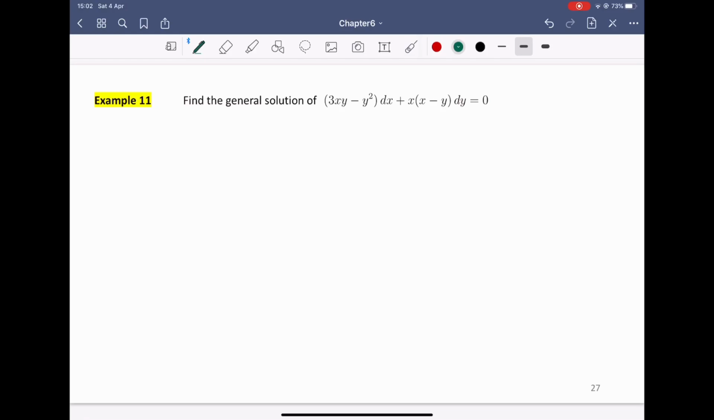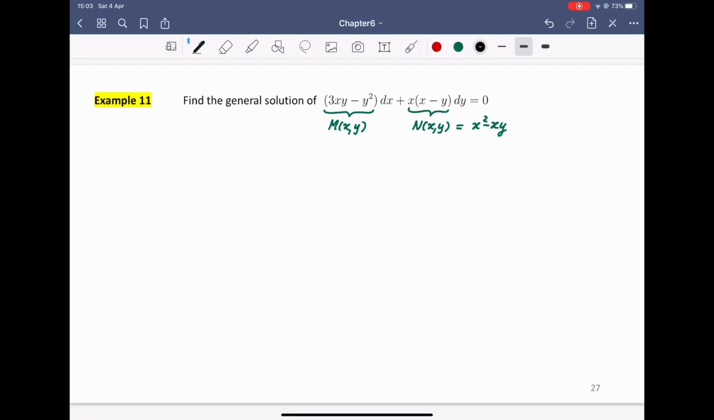Alright, example 11. Find the general solution of (3xy minus y squared) dx plus x times (x minus y) dy equal to 0. First of all, you can see that this differential equation is of the form M(x,y) dx plus N(x,y) dy. I can let M be 3xy minus y squared and let N be x squared minus xy. Just simplify a little bit.